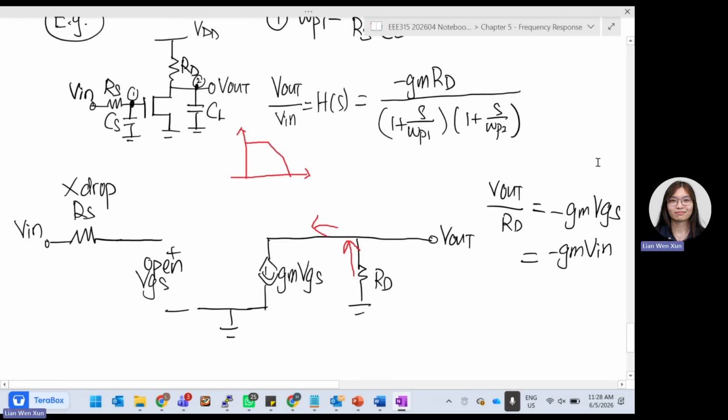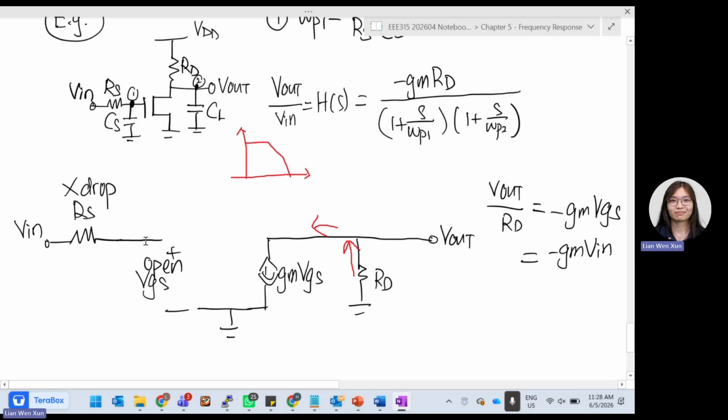Okay, so this part is quite straightforward. But what is your VGS directly? VG and VS. I would say VGS is still your Vin. Why? You might say Vin is before RS. But why now, after RS, it is also Vin?